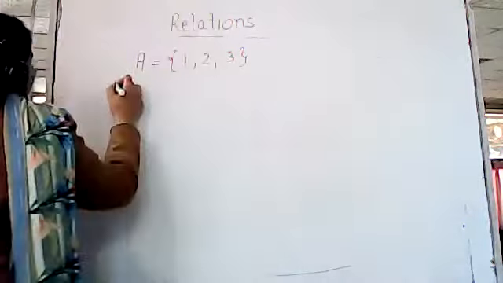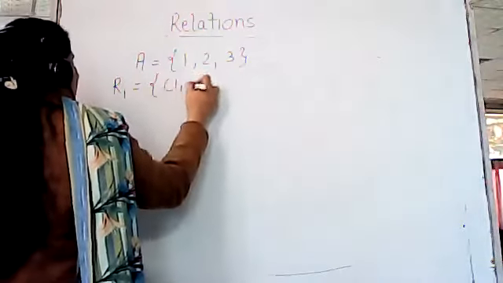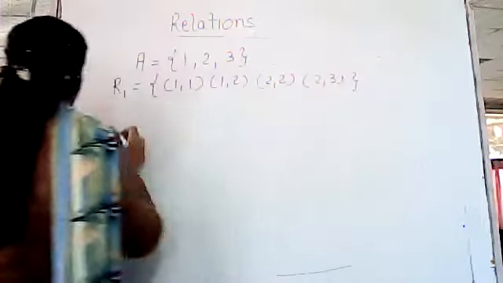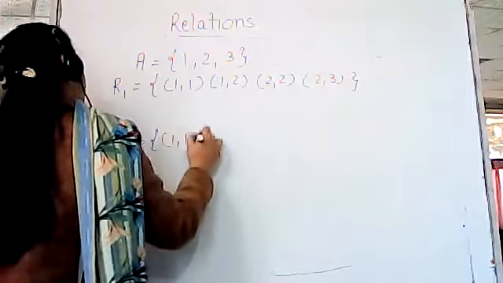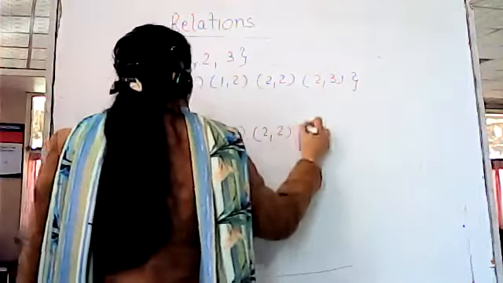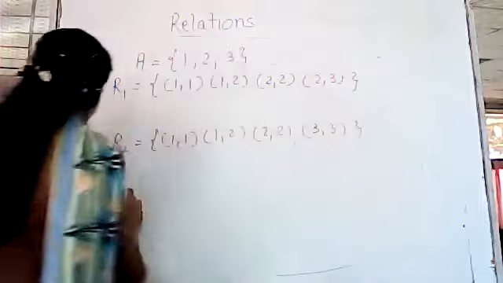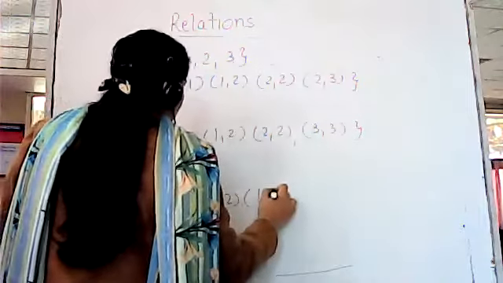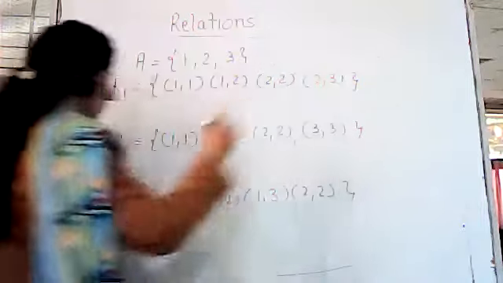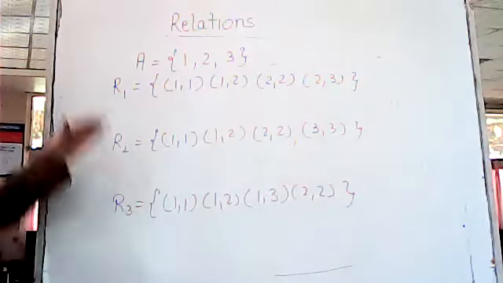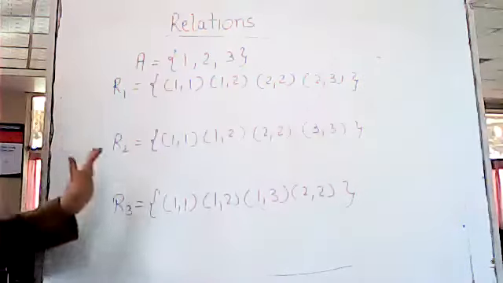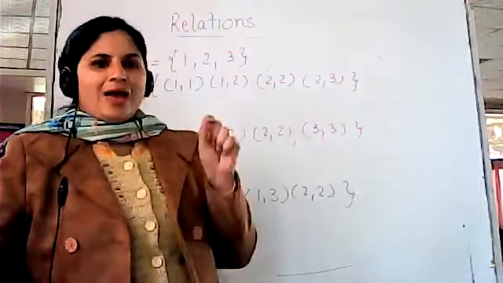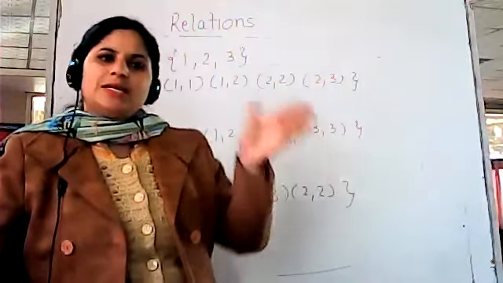For example, I have introduced the first relation as (1,1), (2,2), (2,3). This is the first relation. The second relation is (1,1), (2,2), (3,3). This is the second relation. And I have introduced one more relation: (1,1), (1,2), (1,3), (2,2). These are the three relations. Now I am going to check one by one whether these relations are reflexive or not. What is the condition? A relation will be reflexive if every element of set A is related with itself.